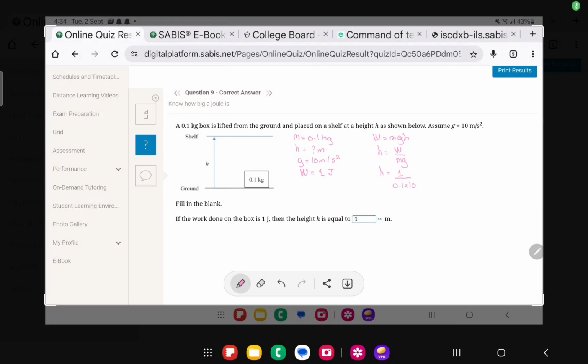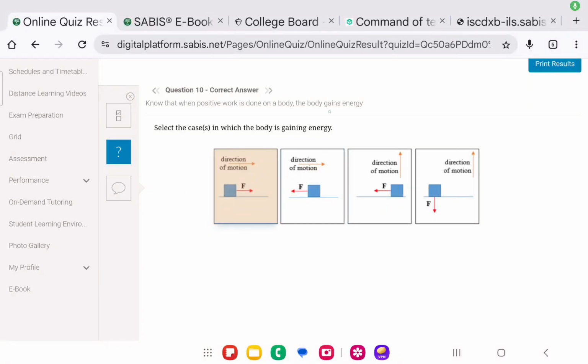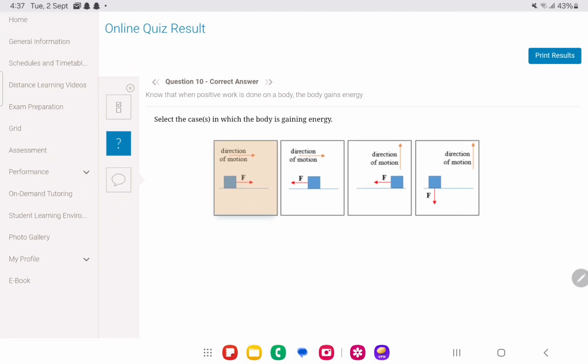Here you're given the mass, the gravity, the work, but not the height, and they want you to find the height. So the formula is just W equals mgh. Mass is in kilograms and height is in meters, and you just find h. For this one, they want the body that's gaining energy. If you're going in the opposite direction, obviously you're not gaining energy, you're losing energy, or you're just unbalanced.